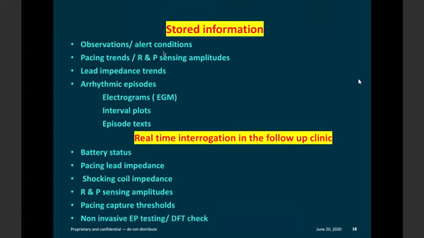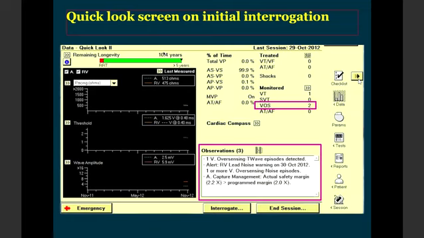And of course, the last is non-invasive EP testing or defibrillation threshold checking. We reserve it for selected cases. We won't go into the details. This is a quick look screen on initial interrogation. A patient has come, you have interrogated. This is the screen which first appears in front of you. You call it the quick look screen in Medtronic devices. It is called the fast pathway summary in a Sendu device. Each company calls it by a different word. Quick look is a trademark of the initial screen of a Medtronic device. You see all the data is available for you.